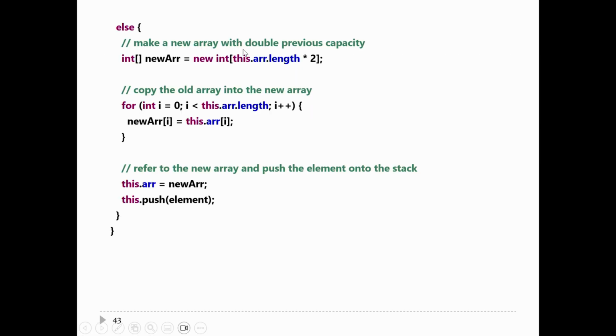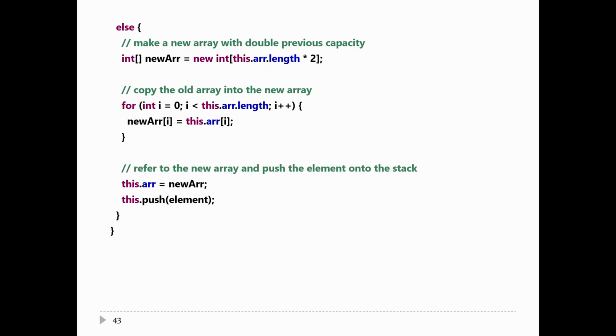Okay, so this step right here. Any questions about what just happened here? Make a new array, copy the old array into the new array, and then push the element onto the top of the stack. All right, so back here. Why did I multiply by 2?